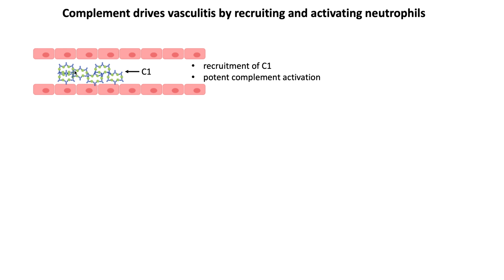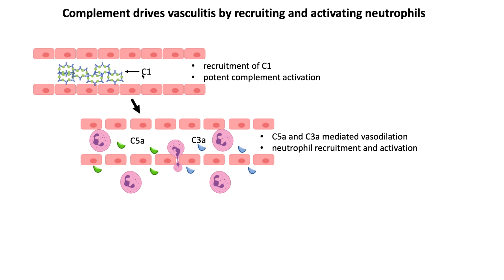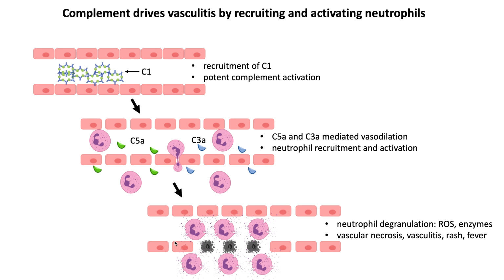And so here we have a bunch of immune complexes that have bound to this capillary cell wall. They've recruited C1, and this leads to potent activation of complement. So for example, you get the formation of C5a and C3a. C5a and C3a in turn can induce vasodilation and recruitment and activation of neutrophils, which then can release cytotoxic granules, reactive oxygen species, and mediate necrotic death of some of these endothelial cells.